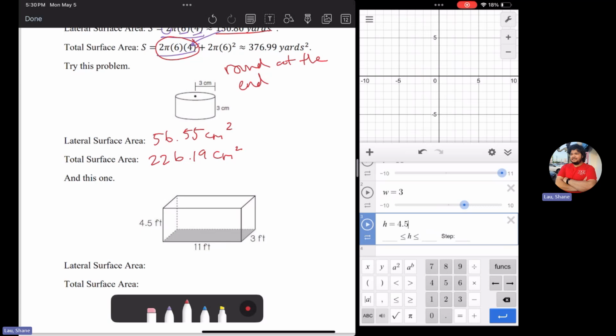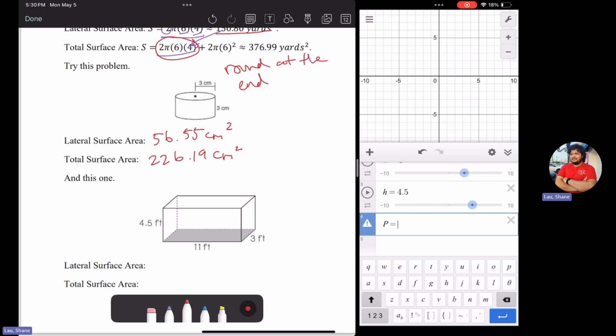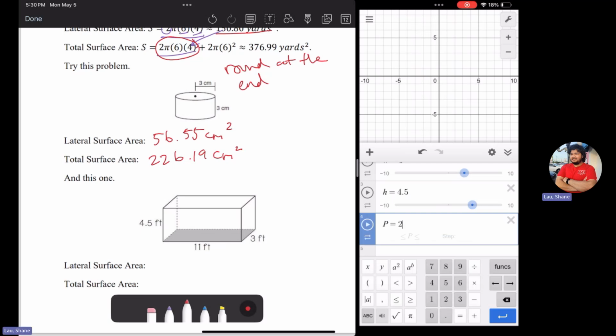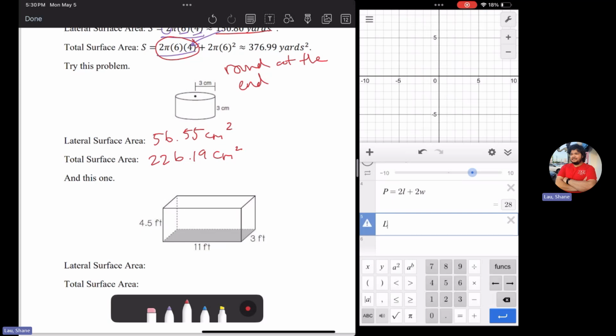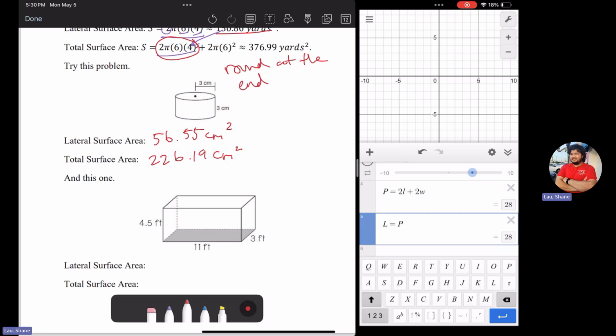My height is 4.5. Then I know my perimeter, capital P, is equal to, well, 2 lengths plus 2 widths. I get 28. And my lateral surface area is equal to my capital P times my h. And notice how I do get specific values from there. Okay. So again, I gave you a little bit of a shortcut there. I already gave you that 126 feet squared is my lateral surface area.